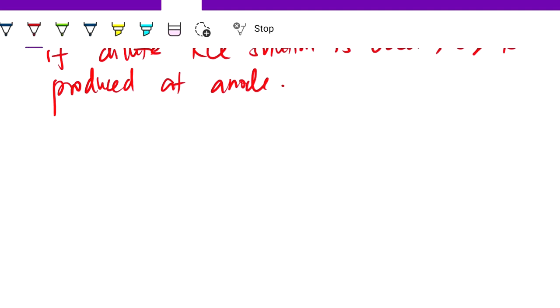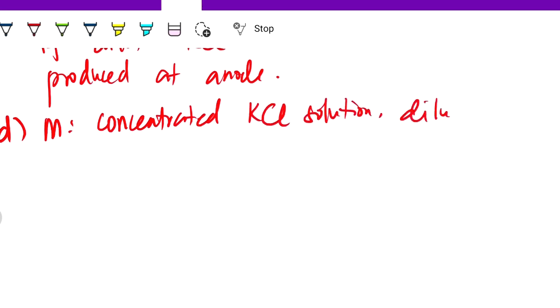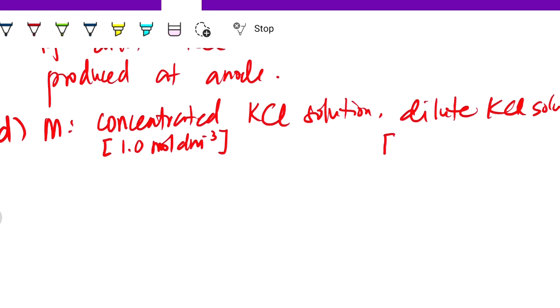Next will be the materials and the apparatus. The materials used will be concentrated potassium chloride solution, then dilute potassium chloride solution. Here if concentrated, you can put in a value, let's say 1 mole per cubic decimeter. For dilute, it must be less than 0.001. Let's say we put 0.0001 mole per cubic decimeter.